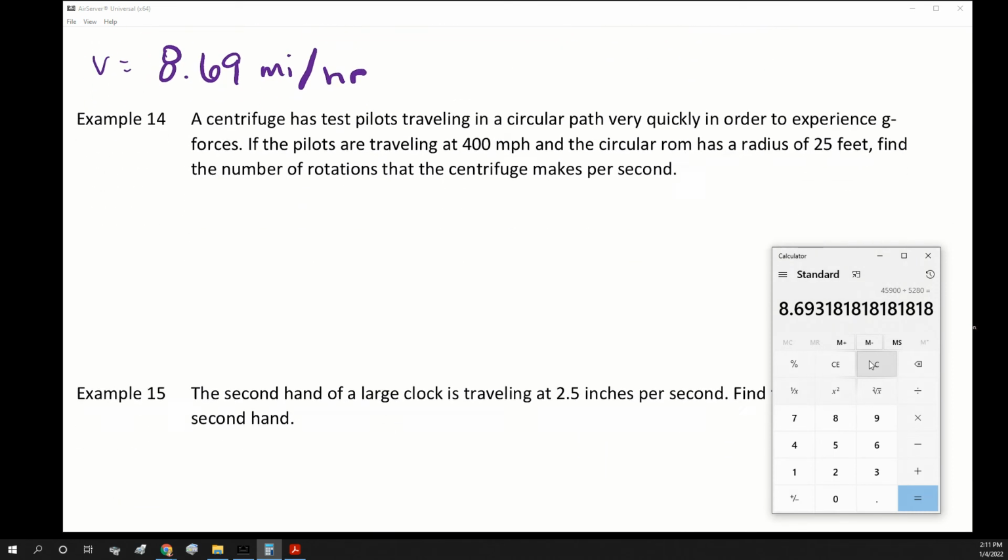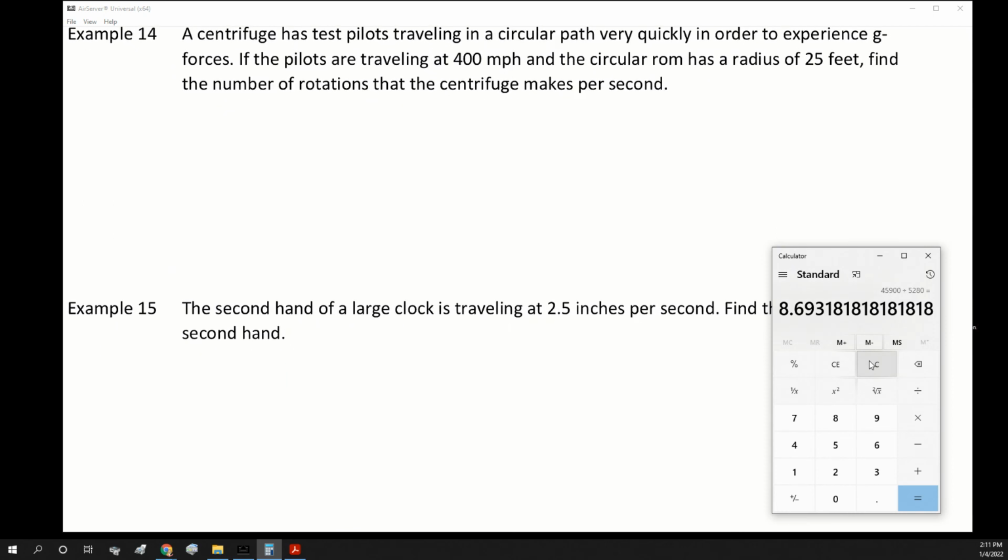Okay, let's look at example 14. A centrifuge has test pilots traveling in a circular path very quickly in order to experience G forces. If the pilots are traveling 400 miles per hour and the circular room has a radius of 25 feet, find the number of rotations that the centrifuge makes per second.